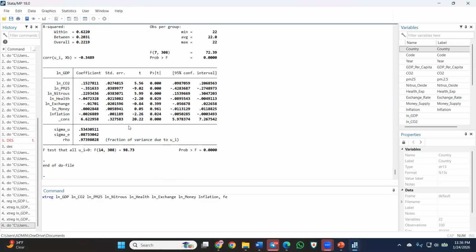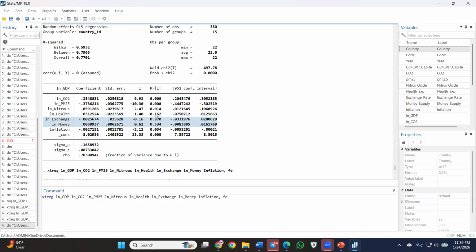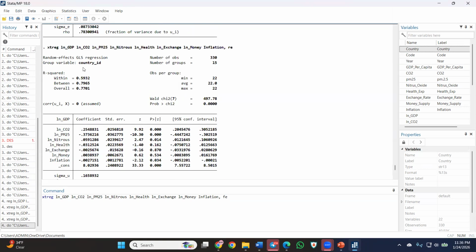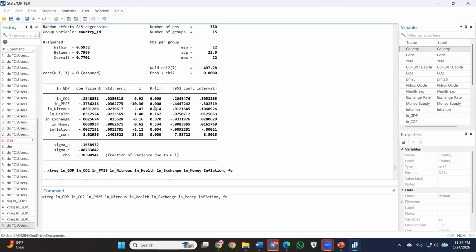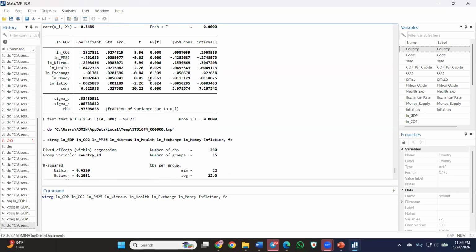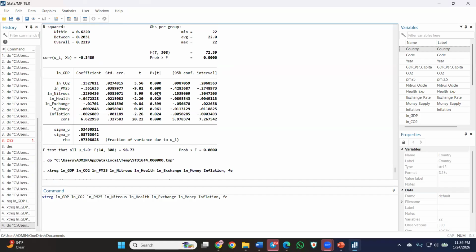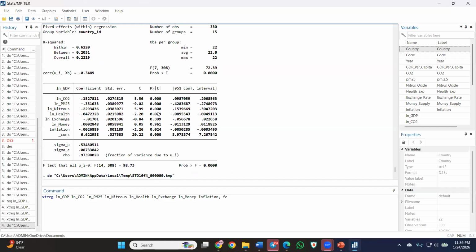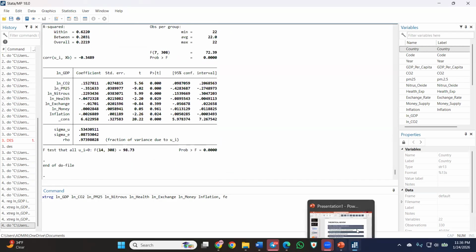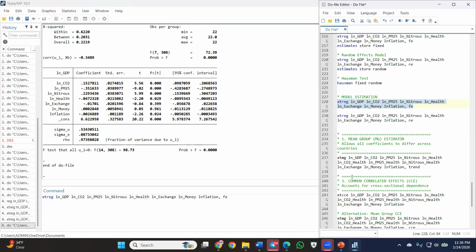Our time is up. I will not interpret this because, as I said, it follows the same procedure as the random effects model. So you can see that the fixed effect model also follows the same process. So let me see if I have one other model.